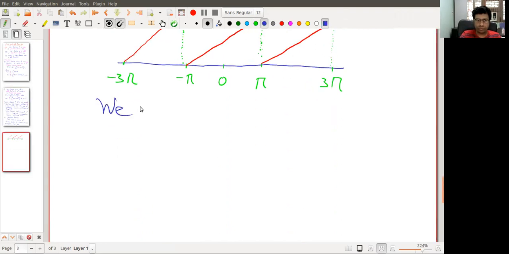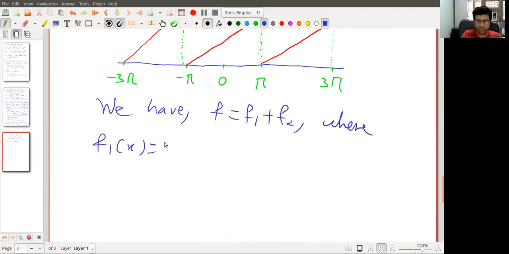We have f equal to f1 plus f2, where f1 of x is x and f2 of x is pi. Now, f2 is a constant function, so its Fourier series will contain only one term, that is pi only. So this will be a0. All other an's are 0, bn's are also 0. So it contains only one term.